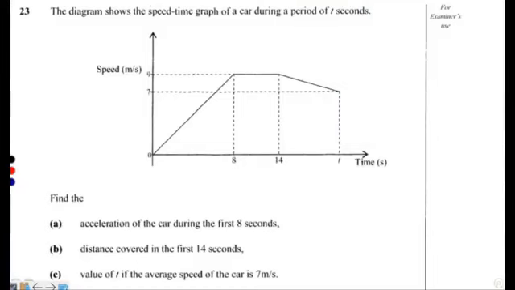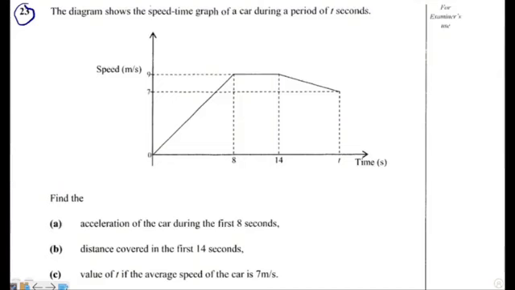So I want us to answer question 23 right here. This is a question that came in mathematics paper 1 for 2023 internal. The question reads: the diagram shows the speed time graph of a car during a period of 2 seconds. So this is the speed time graph that we have. In the vertical axis we have speed measured in meters per second, and in the horizontal axis we have time measured in seconds.